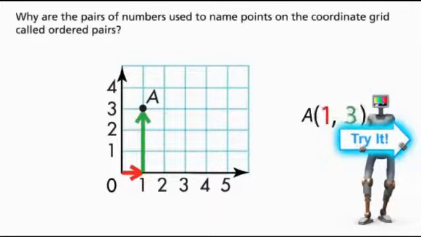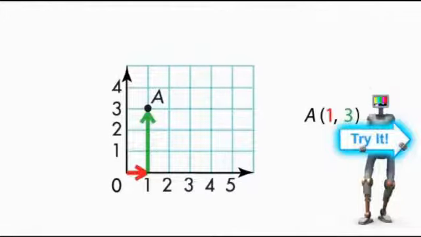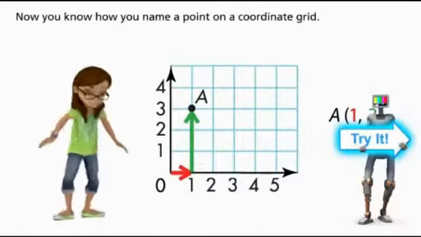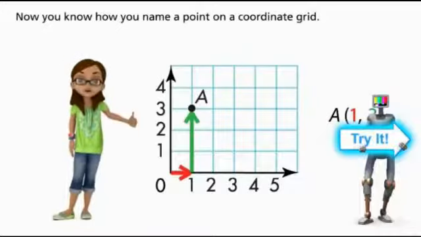Why are the pairs of numbers used to name points on the coordinate grid called ordered pairs? The numbers are always named in the same order, the x-coordinate first and the y-coordinate second. Now you know how you name a point on a coordinate grid. Great job!